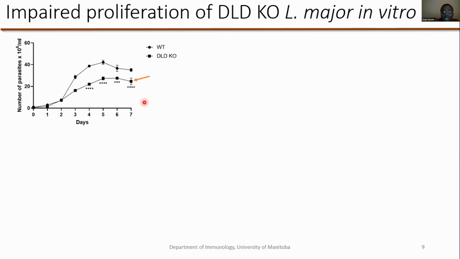I functionally validated DLD deletion in axenic culture by growing equal numbers of wild-type and DLD knockout parasites over time. And you can see that DLD knockout parasites have a significant reduction in proliferation compared to the wild-type parasites.